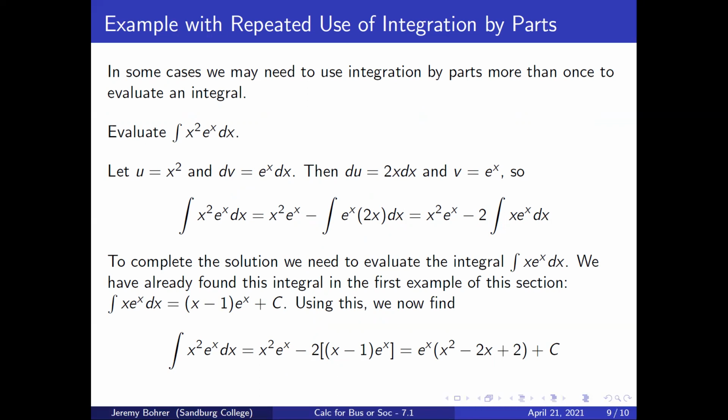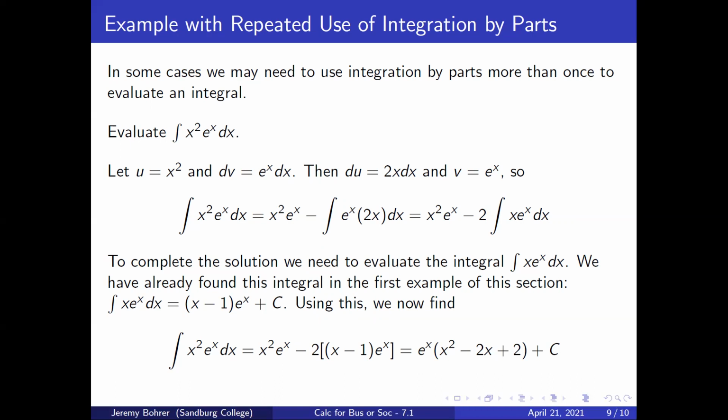So the integral of x^2 e^x dx equals x^2 e^x minus the integral of e^x times 2x dx, which is x^2 e^x minus 2 times the integral of x e^x dx. To complete the solution, we need to evaluate the integral of x e^x dx. We have already found this integral in the first example of this section. The integral of x e^x dx equals (x - 1) e^x + C.